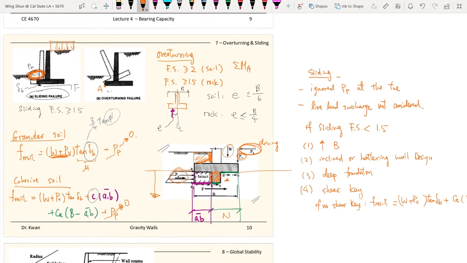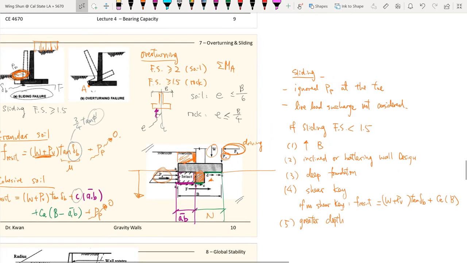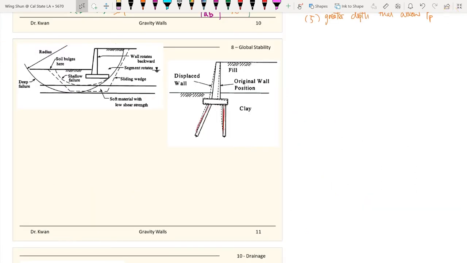But the nice thing about the shear key is that you also mobilize this part of the soil block right there. So you have a higher cohesion, because soil on soil has a higher cohesion than soil on concrete. So this is a pretty smart design. But if the shear key still doesn't work, and sliding is a huge concern for the site, then you need to go for deep foundations, which will be much more expensive. And last but not least, a trick is that you may want to use a greater depth of your footing, but again, the deeper you go, the more expensive it will be. If you have a greater depth, you get a better chance to allow the passive pressure to act against the sliding.